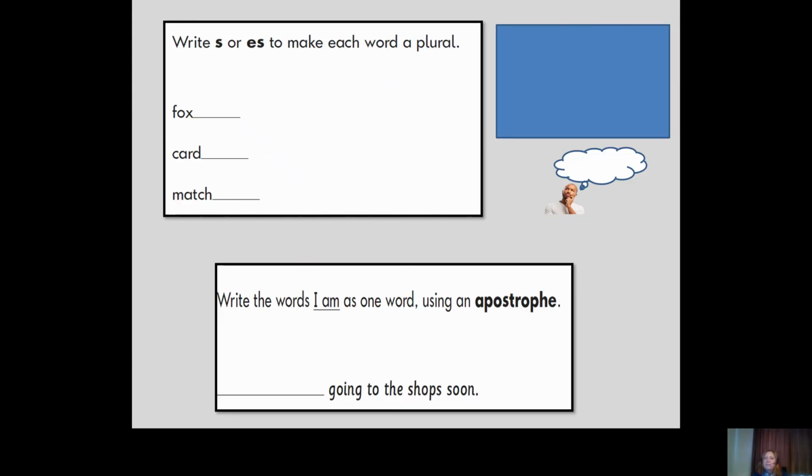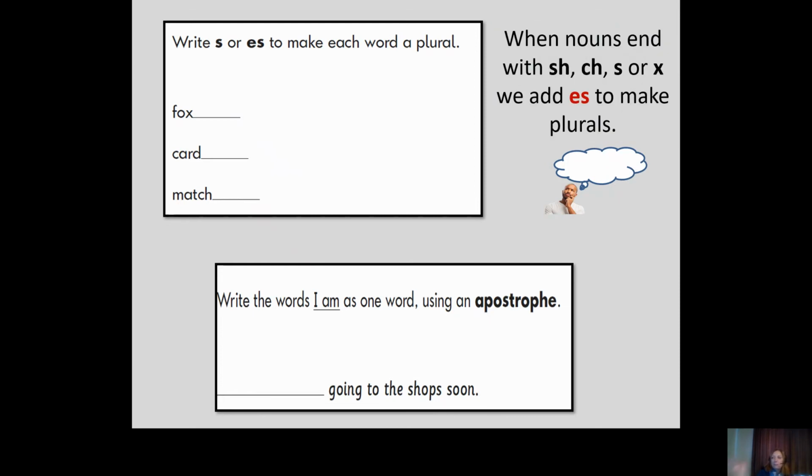Plurals. So this time they're asked to put s or es to make each word a plural. And we did definitely look at this previously. This was in the spelling week. So fox, card, and match. How we're going to make them plurals. And some of you might know it by sight.